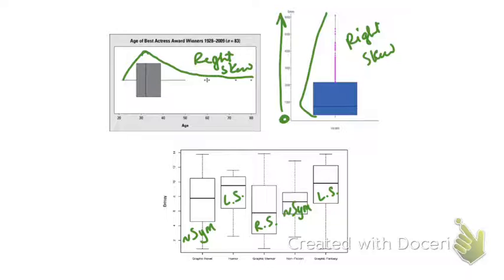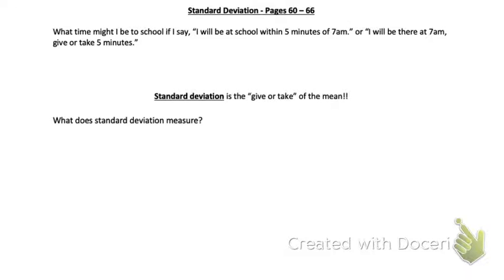All right, let's do standard deviation. Are you ready? Let's do it. What time would I be at school if I said that I will be at school within 5 minutes of 7 a.m.? This is going to be somewhere between 6:55 a.m. to 7:05 a.m. Now, I could also say the same exact thing by saying I will be there at 7 a.m., give or take 5 minutes. I'm saying the same thing there, okay?